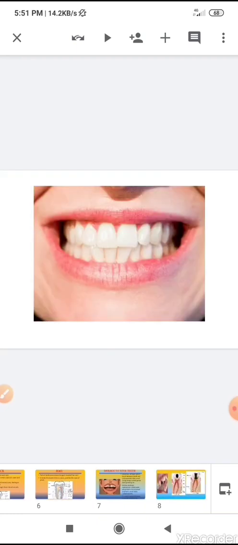Children, in the previous video we learned about the types of teeth. Now can you tell me how many types of teeth there are?